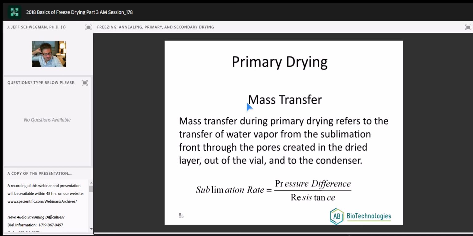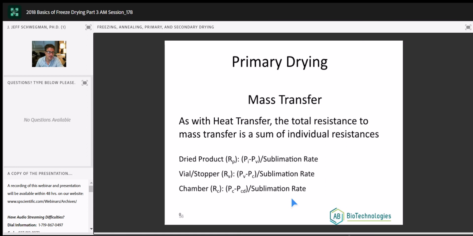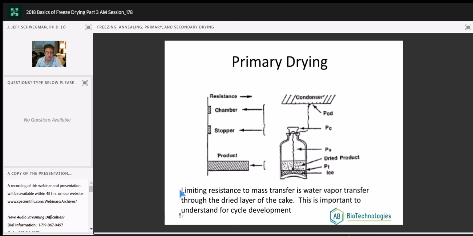Let's talk about mass transfer too. We've talked about the resistance of heat. Now we have to talk about the resistance of mass. So once we generate the water molecules in vapor, how hard is it to get out of the cake? Again, it's a force, or pressure difference, divided by the different resistances that a water molecule encounters as it goes from the sublimation front to the condenser. We talk about the resistance of the dried layer, getting out of the vial and stopper, and getting through the chamber to the condenser.